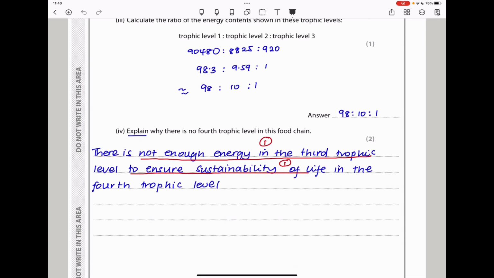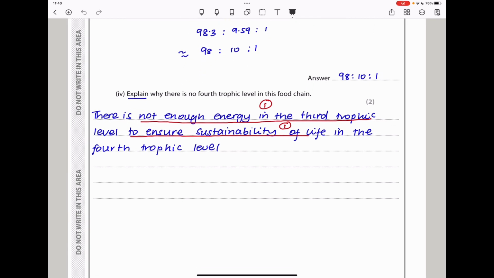The next here they ask, explain why there is no fourth trophic level in this food chain. If there would be a fourth trophic level, it means the energy in the third trophic level should be able to sustain life in the fourth trophic level, or the energy passed on from the third to the fourth should be able to sustain the fourth trophic level. So here I say, absence of the fourth trophic level is because there is not enough energy in the third trophic level to ensure sustainability of life in the fourth trophic level. That is the only reason why there is no fourth trophic level.